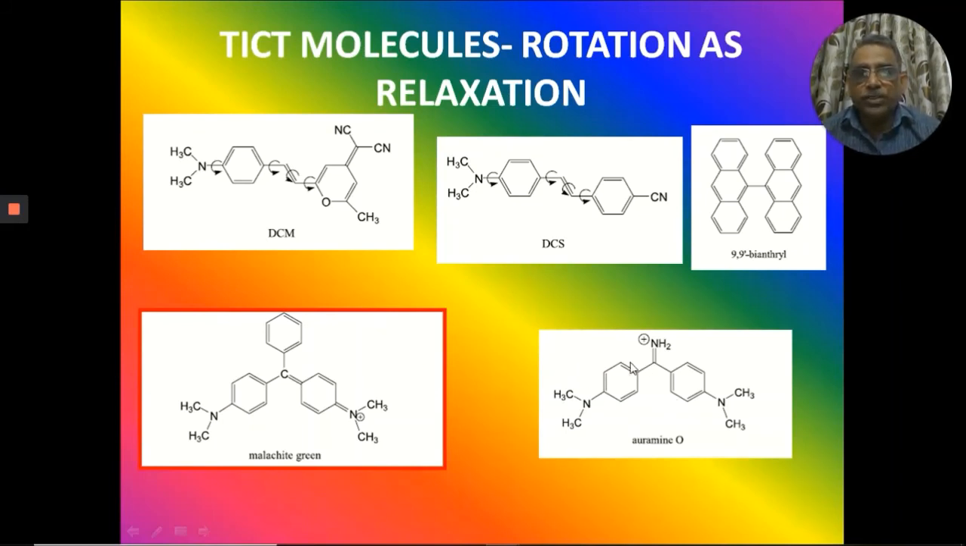So now you can nicely see that malachite green is non-fluorescent. You can nicely see this. This is completely non-fluorescent. The rest of them are all fluorescent, and you can have a nice relaxation of charge transfer transitions are possible, and also you have the rotations associated with that.